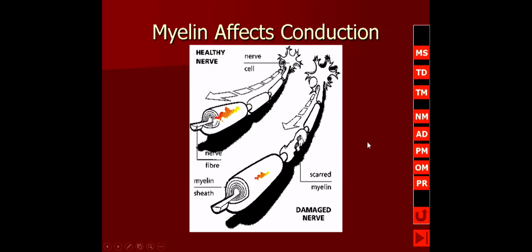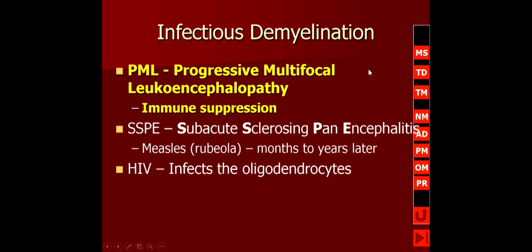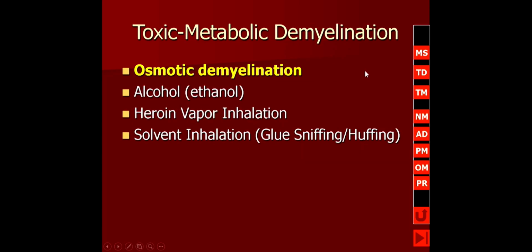the patient. So we're going to talk about inflammatory demyelination primarily, and that's multiple sclerosis and acute disseminated encephalomyelitis. I'm also going to talk about infectious demyelination, and that's primarily progressive multifocal leukoencephalopathy, or PML, and I hope that in the time that I have, we'll be able to talk about osmotic demyelination.